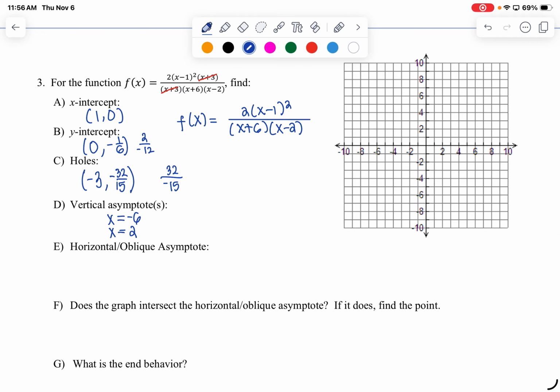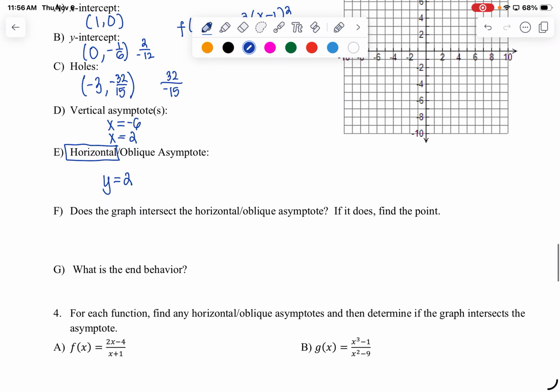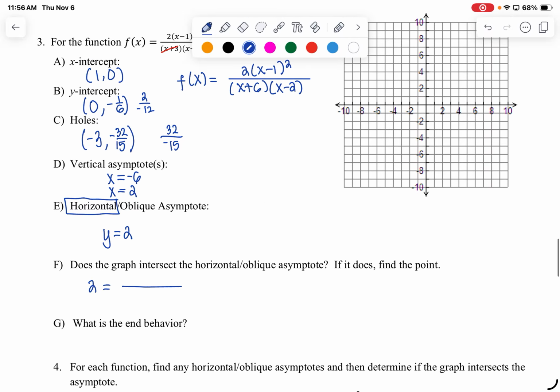Compare the degrees. This would be an x squared, and this would be an x squared also. So it is the same degree. So it's going to be a ratio of the leading coefficients. So it's y equals 2 over 1, which is 2. Does the graph intersect the horizontal asymptote? So we're going to set the horizontal asymptote equal to the function, which is 2 times (x minus 1) squared over (x plus 6) times (x minus 2).